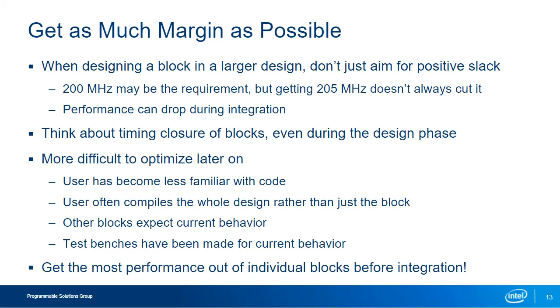You may find that a part of the code you haven't touched in a long time is having issues, and you may not be as familiar with that code. You may have created test benches designed for specific functional verification, but changes needed to close timing have potentially affected what those test benches are analyzing. Think about closing timing early and get the most performance out of your individual design blocks before you integrate them together.